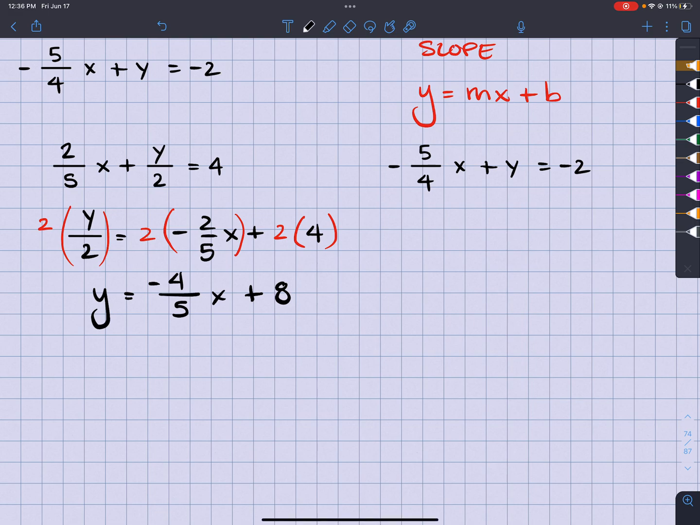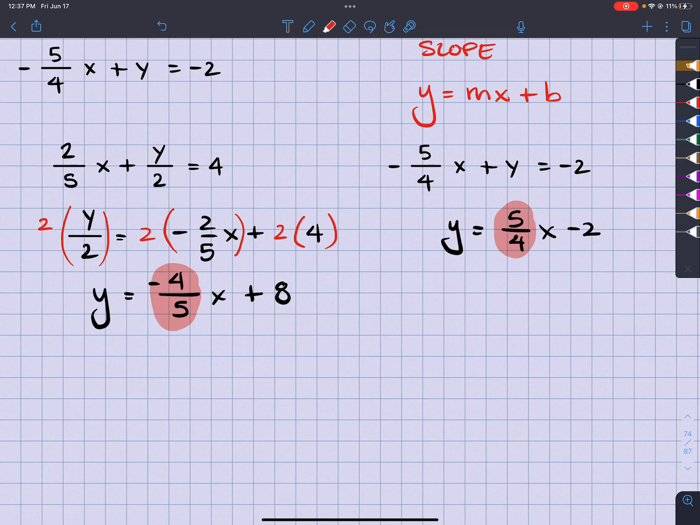All right, so on the right side, let's take a look. What we have here, once we get the y by itself, is y equals positive 5 over 4x minus 2. So where is my slope? My slope is right here in front of the x. And let's compare them. Are they the same? No, they're not the same.